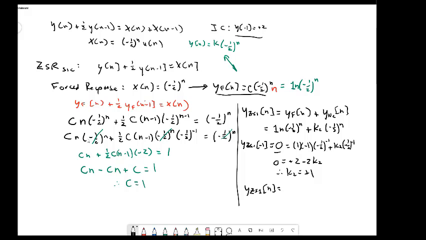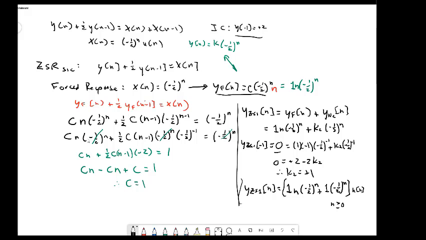There was our forced response, 1 times n times minus 1/2 to the n. And our natural response, which was our k2, this is 1 times minus 1/2 to the n. And that's all for n greater than or equal to 0. So I can put a u of n there to tell us that it starts. It doesn't start before that input starts, so it can be multiplied by u of n to start it at n equals 0.